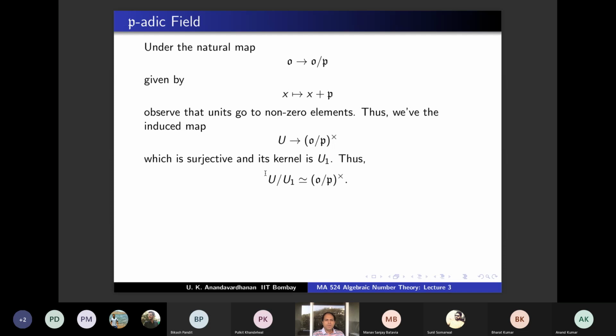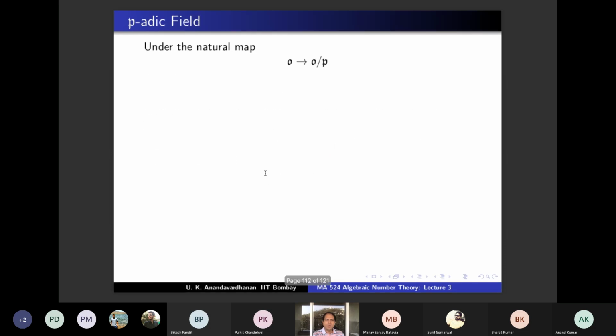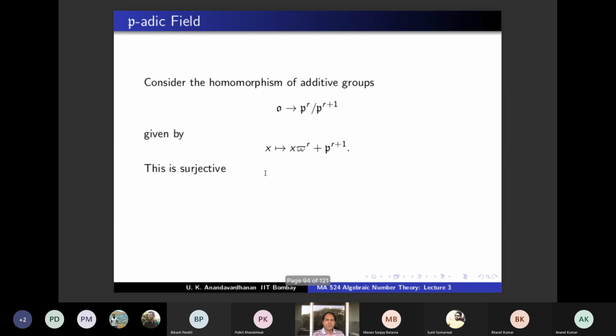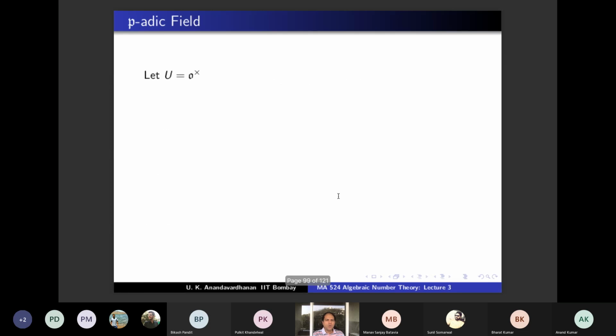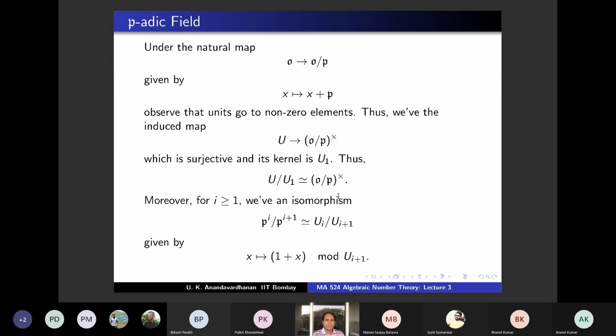So you have two important isomorphisms. One is as additive groups. You had O by P is P power r by P power r plus 1. For each r, this is true. And as multiplicative groups, you have U by U1 is O by P star. And similarly, for each i bigger than or equal to 1, you have the isomorphism P^i by P^(i+1) is U_i by U_(i+1), where the map is x going to 1 plus x mod U_(i+1). So you can check this, okay.